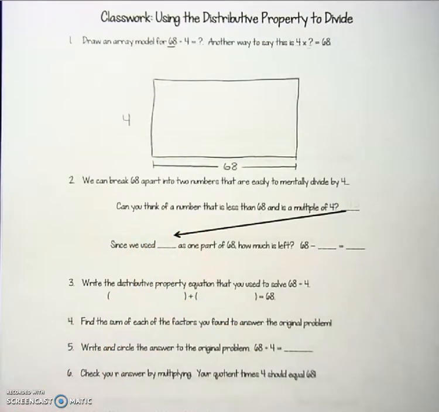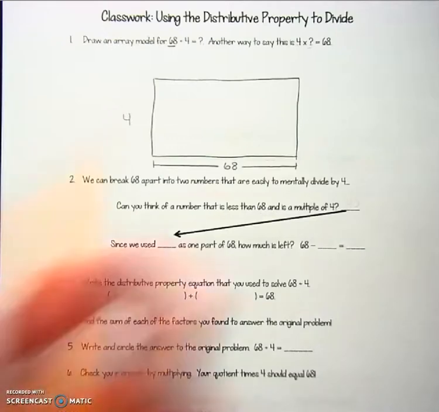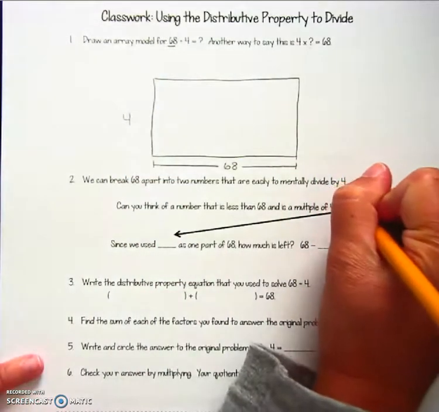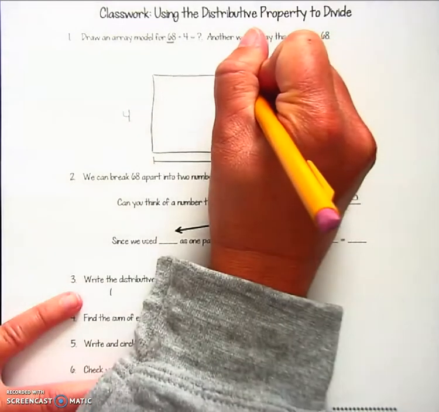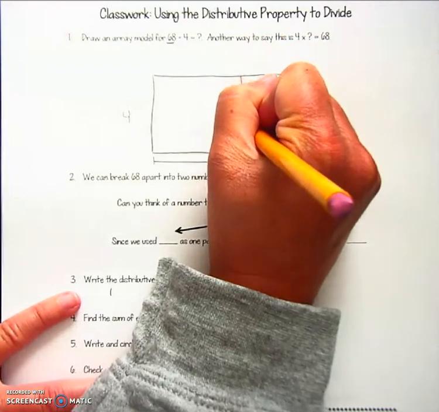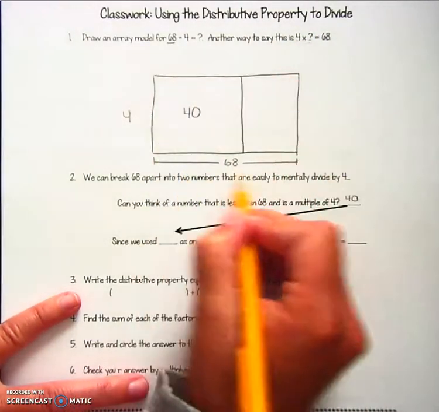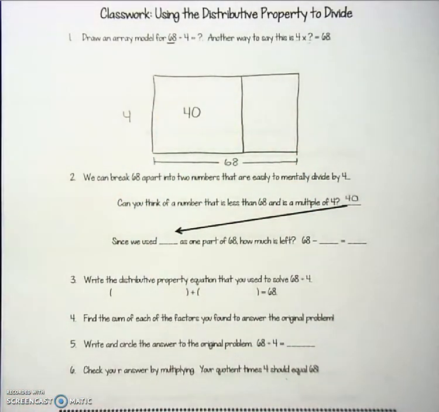So I need to think of a number that's less than 68 and also a multiple of 4. This is where I recommend taking that divisor and multiplying it by 10. 40 is less than 68 and it's a multiple of 4. So I'm going to draw a line in my array to show that of all 68 of the pieces, 40 of them are going to be in this section on the left.